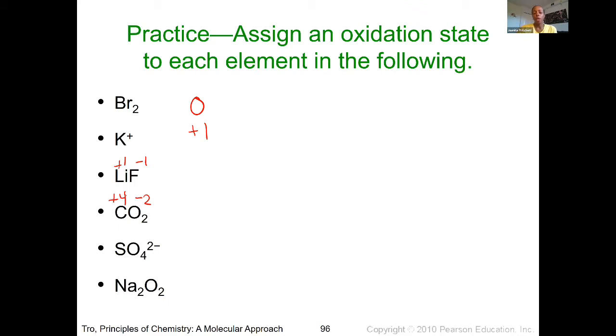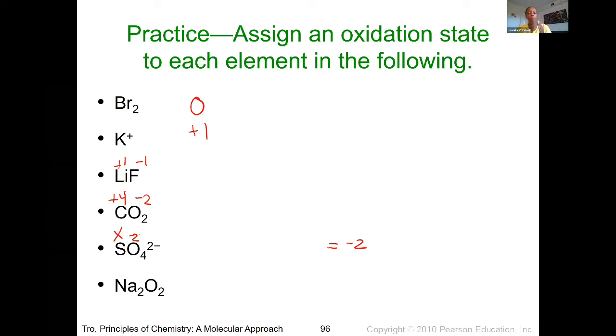Now sulfate. In sulfate, the rule that takes precedence is that the oxidation states have to add up to the charge of this polyatomic ion. So they have to add up to -2. And so out of the oxygen and sulfur, the element that takes precedence is oxygen, which would be -2. And so we don't know what sulfur would be.